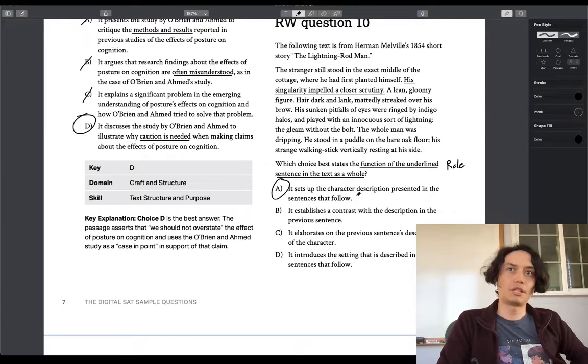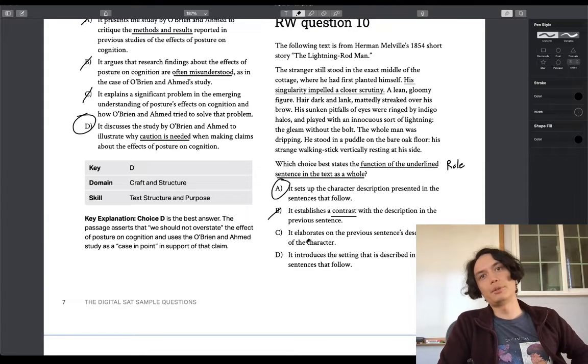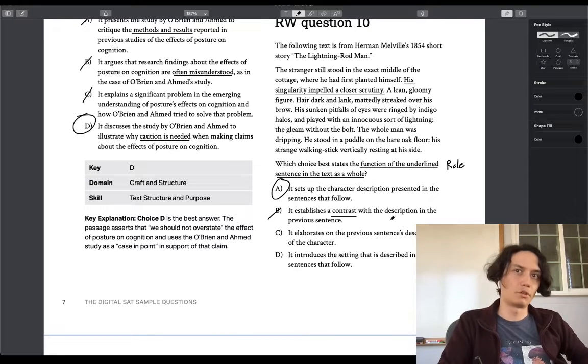That's right. It establishes a contrast with the description in the previous sentence. That's interesting. Contrast, so in order for this to be right, the previous sentence would need to not be weird. The stranger stood in the exact middle of the cottage, where he looked normal. Oh, but on closer look, he wasn't normal at all. He was an innocuous sort of lightning rod man. All right, C, it elaborates on the previous sentence's description of the character. Yeah, so these are wrong because they're slight misstatements of the truth. They're just saying things that aren't technically true, which is common for both the LSAT and the SAT. I mean, the SAT is pretty familiar with these kinds of word games.